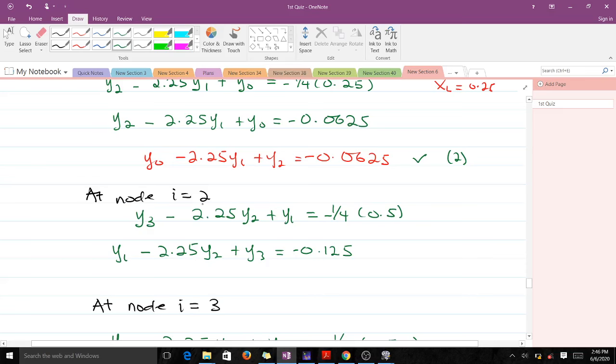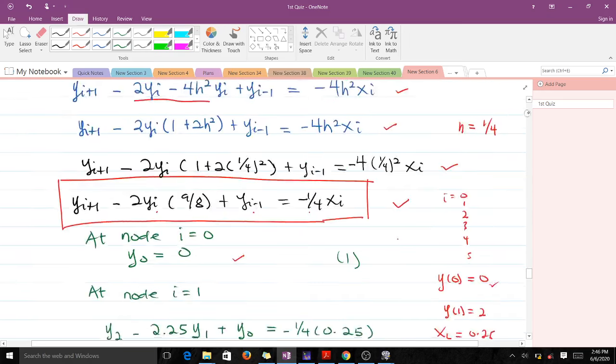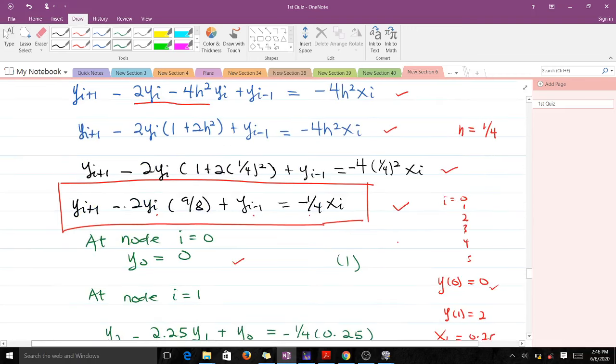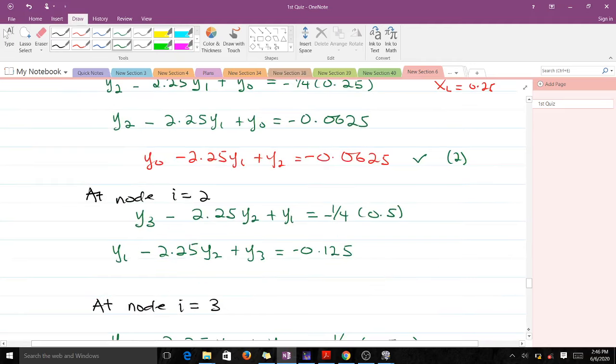We make substitution. We get y3 minus 2.25 y2 plus y1, which will be equal to negative 1 over 4 x2. x2 is 0.5, so we can check it out from this place. And note that for all our i's, we are putting it inside this equation because this is our difference equation for the question. So that's going to give us this equation here, which is going to be equation 3.